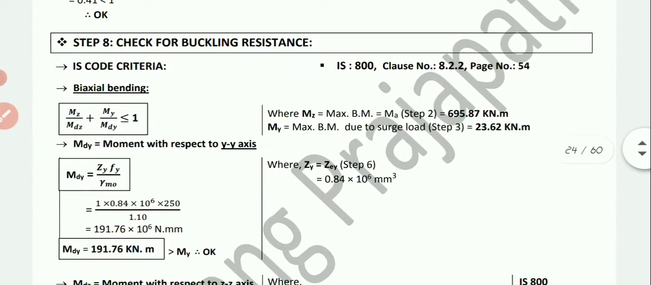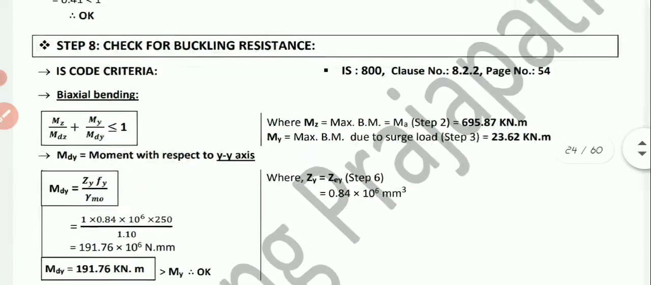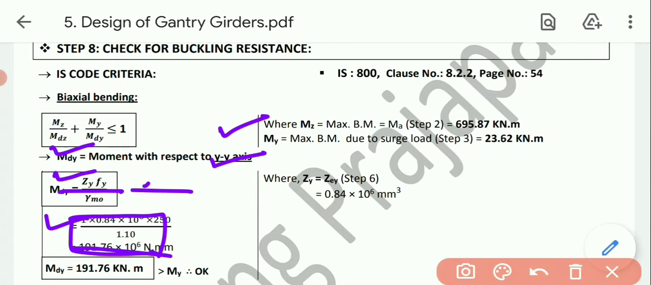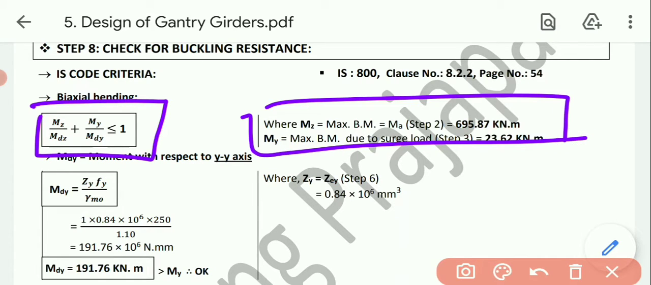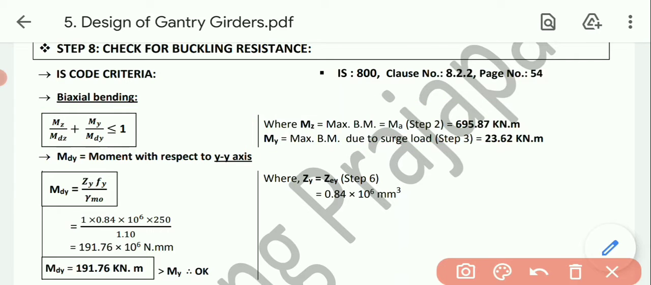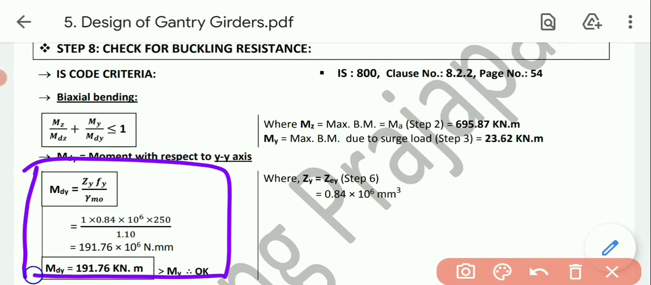Now step number 8, check for the buckling resistance. In the buckling resistance also we need to satisfy the same check as biaxial bending: Mz divided by MdZ plus My divided by MdY should be less than or equal to 1, where we already have the values of Mz and My. So ultimately we need to calculate MdZ and MdY. First of all we will calculate MdY, the moment with respect to the y-axis. The formula for MdY is Zy fy by gamma m0.